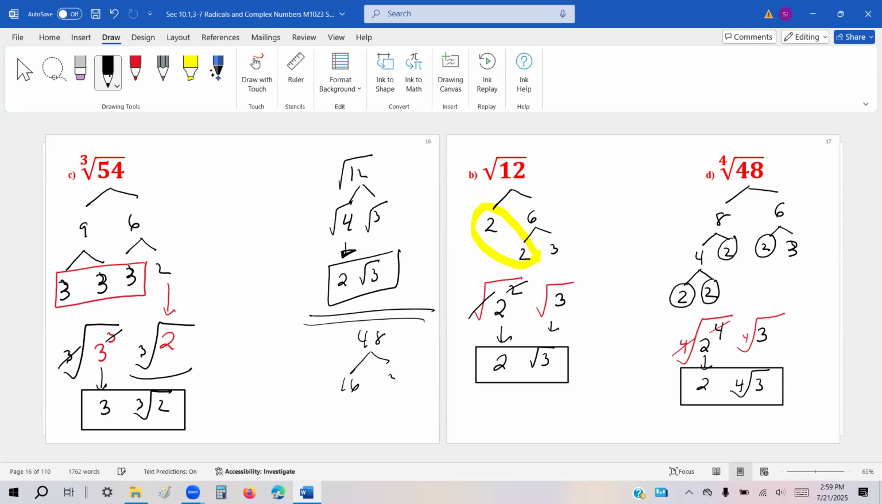48 is 16 times 3. But if you start with 16, 16 already has a perfect root. 4th root of 16 and 4th root of 3. 4th root of 16 is 2. Because 2, if you multiply 4 times, the answer is 16. So you could do this in 2 lines.